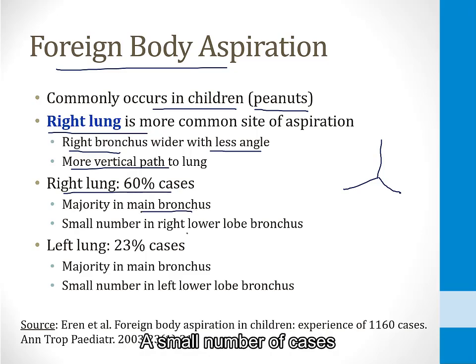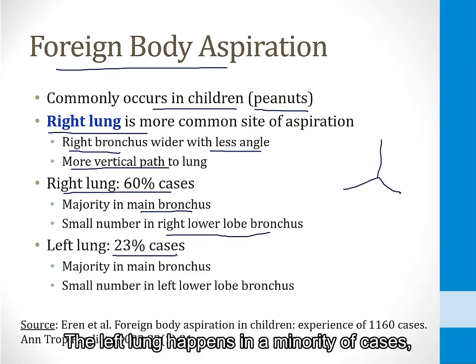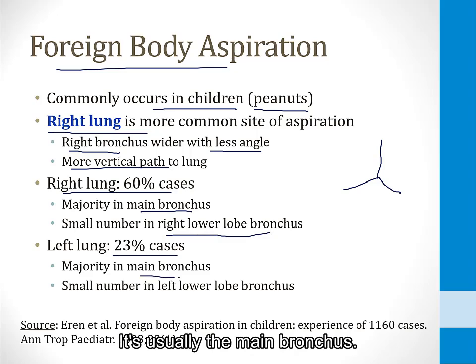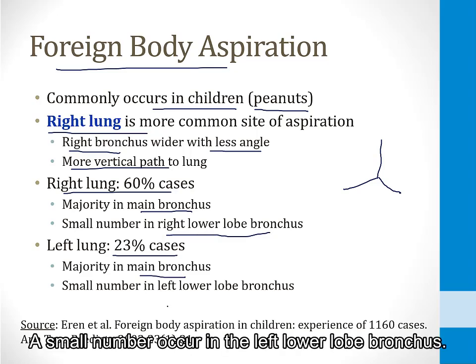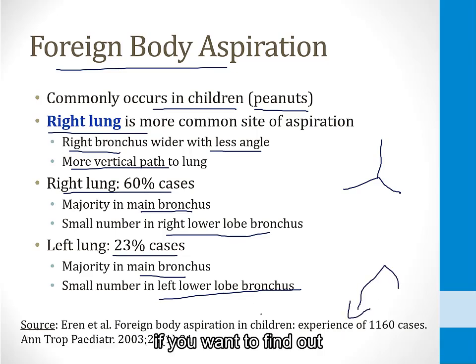A small number of cases are in the right lower lobe bronchus. The left lung happens in a minority of cases, about a quarter. It's usually the main bronchus. A small number occur in the left lower lobe bronchus. And here's a reference at the bottom of the screen here if you want to find out where I got all this information from.